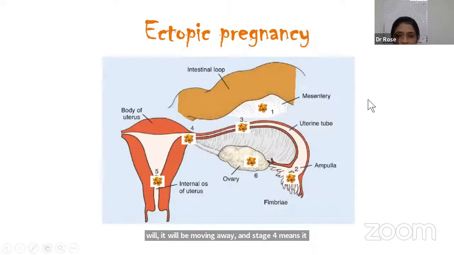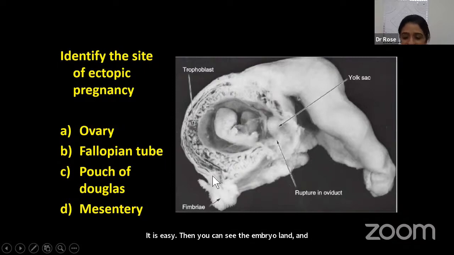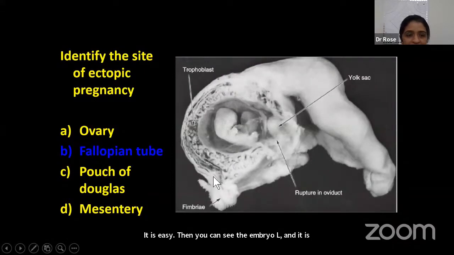Now, ectopic pregnancy, these are the commonest sites. You can get it in the mesentery, uterine tube, the ovary, the fimbrial end. And if it is intrauterine, you can get it in the lower segment as well. Identify the site of ectopic pregnancy. I haven't changed the labels, so it is easy then. You can see the fimbrial end and it is written as ruptured oviduct. So the answer to identify the site is the fallopian tube.